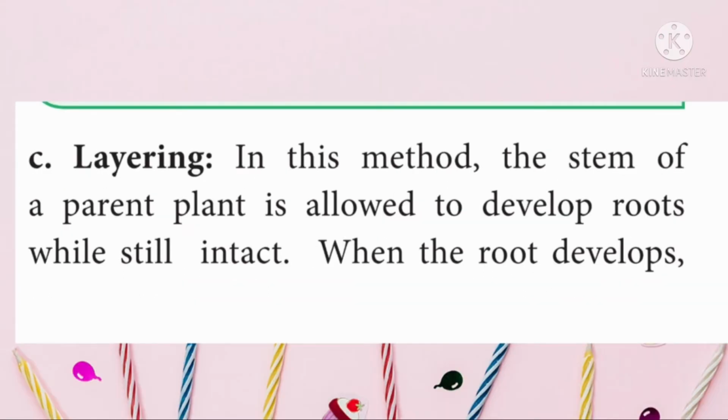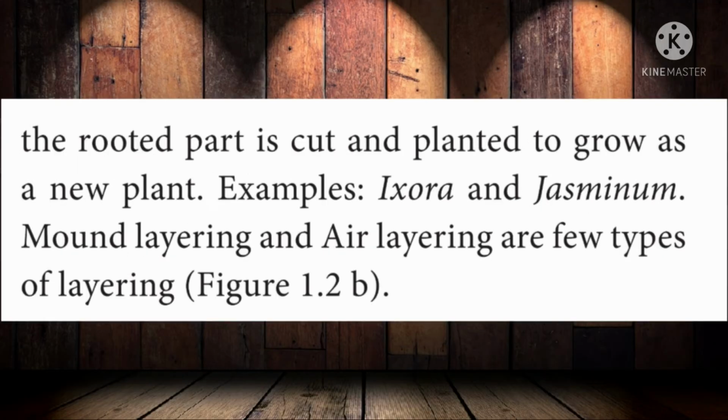So the third conventional method is layering. In this method the stem of a parent plant is allowed to develop roots while still intact. What they are telling is some plants produce a flexible stem portion, meaning we can easily bend that portion and bury it partially in the soil, so it will produce some roots. After the roots are produced, the branch is cut from the mother plant and starts to grow as a new plant. That is called layering.